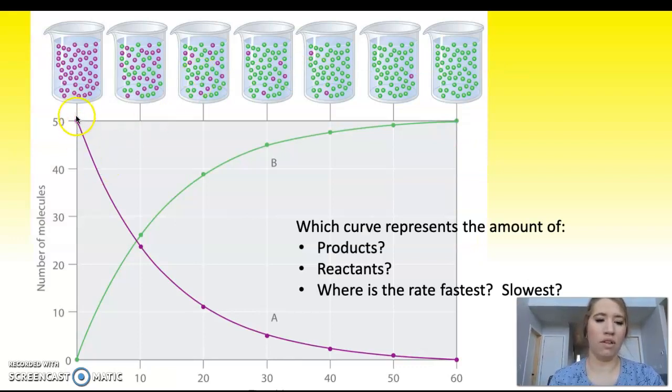Okay, so we have our reactant in purple, and we have our product in green. Which curve represents the product and which represents the reactant? If that's not on your graph, I want you to add this to your graph in your notes. Which one's reactant and which one's product? And then off to the side, explain how you know that's the reactant and how you know that's the product. And then where is the rate the fastest and where is it the slowest?